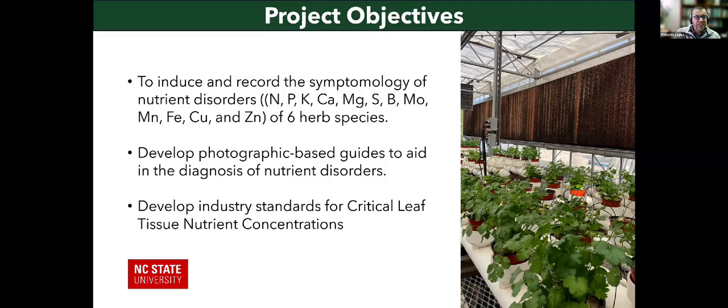Here are the nutrients that they're going to be looking at on 6 different herb species. So this is their system where they either take out a particular element or they increase it to maybe induce a toxicity. They're then going to develop a photographic guide to aid growers in the diagnosis of various nutrient disorders. They're also going to develop standards for the critical leaf tissue concentration of these various elements.